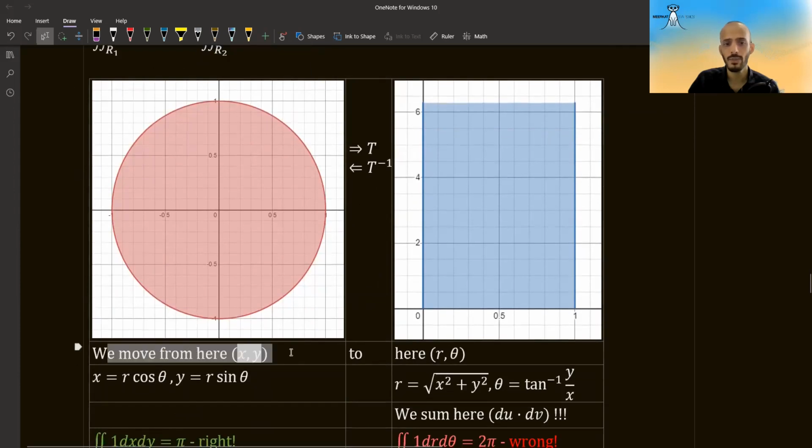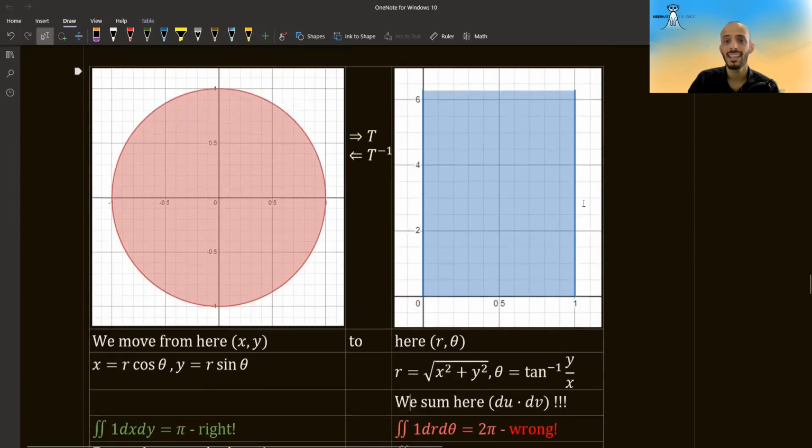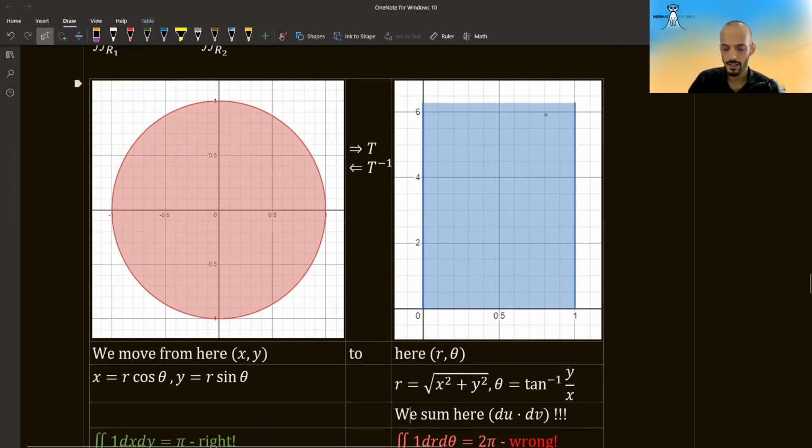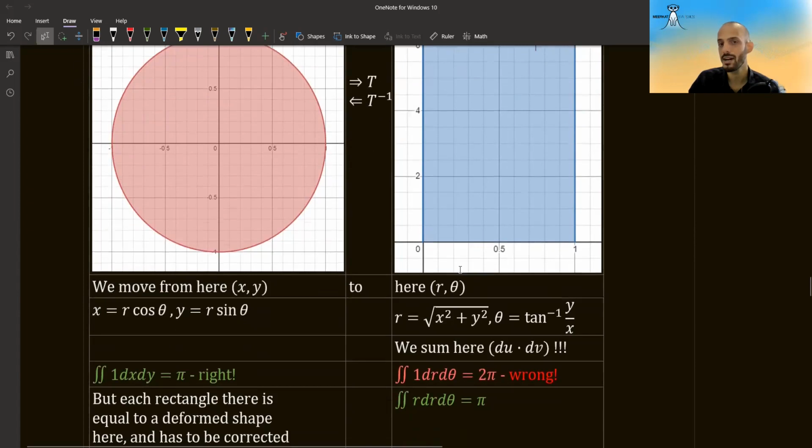And again, we move from here to here, and this is the transformation that we did, but we can also look at the reverse transformation. If now we are here, we can't just sum it up, because if we sum it up in this case, well, it's 1 times 2 pi, and it will be equal to 2 pi, but this is wrong.